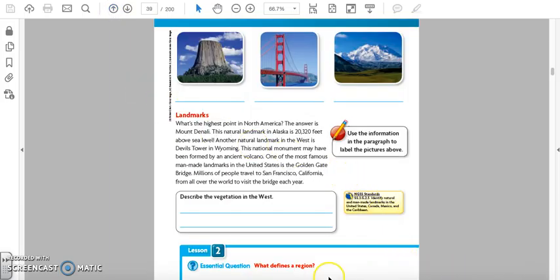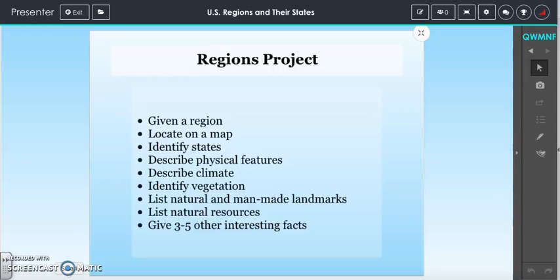Okay, so that is your project for the regions. Like I said, do your best work nicely with your group, remember the rules of the classroom, and have fun. Good luck with your work.